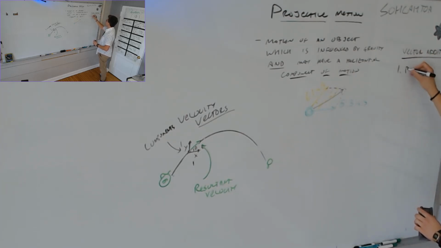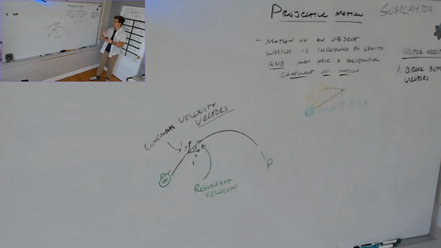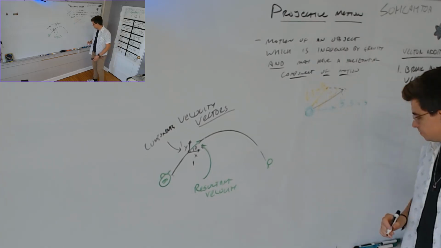Step 1: break both vectors that we're going to add. I'm going to say both or all, because you can do this with lots. I mean, he could be getting tackled by 6 Vikings at once, you know? So break both or all vectors into x and y components. That's step 1. How do we do that?